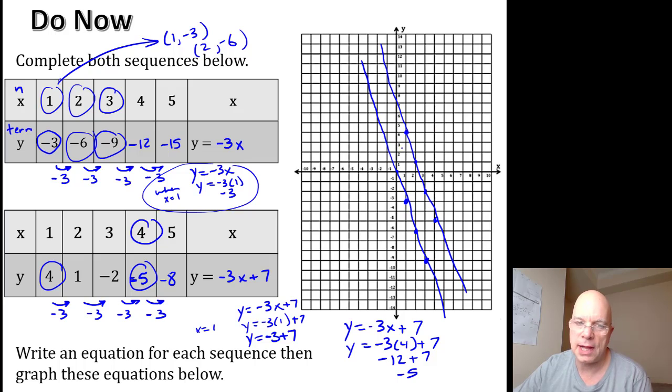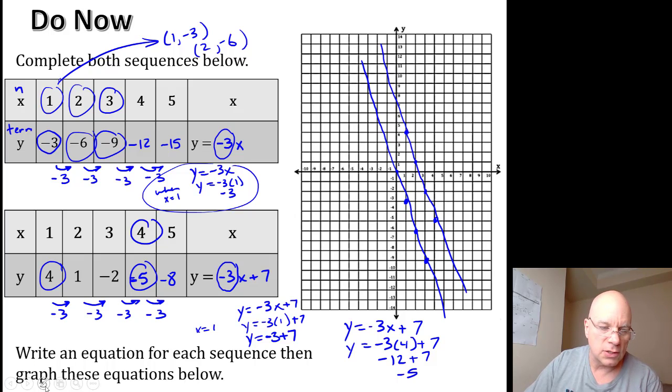What do you notice about these lines? These lines will never touch no matter how far you draw them because they're parallel. And the reason they're parallel is they have the same common difference. This common difference is the slope of the line. You know how we've been calculating slope? Change in y over change in x?